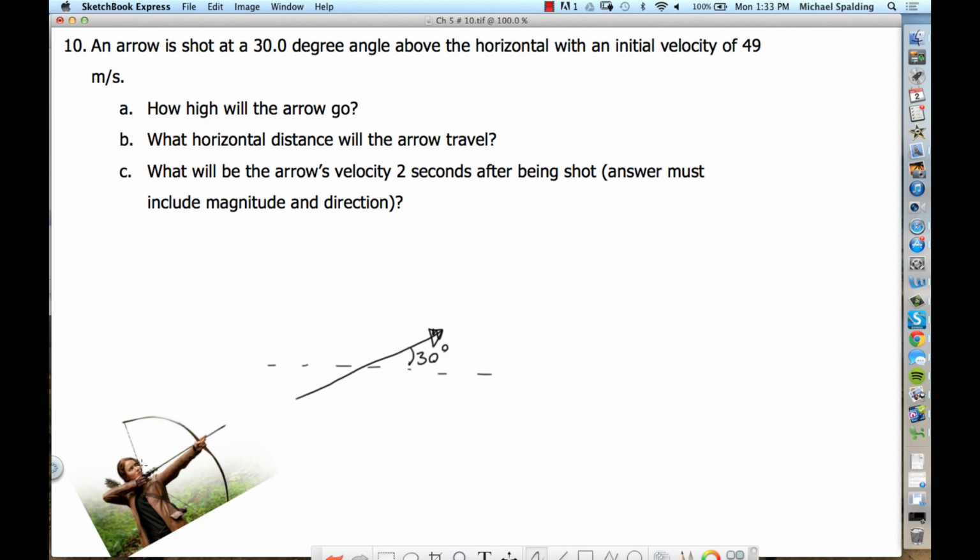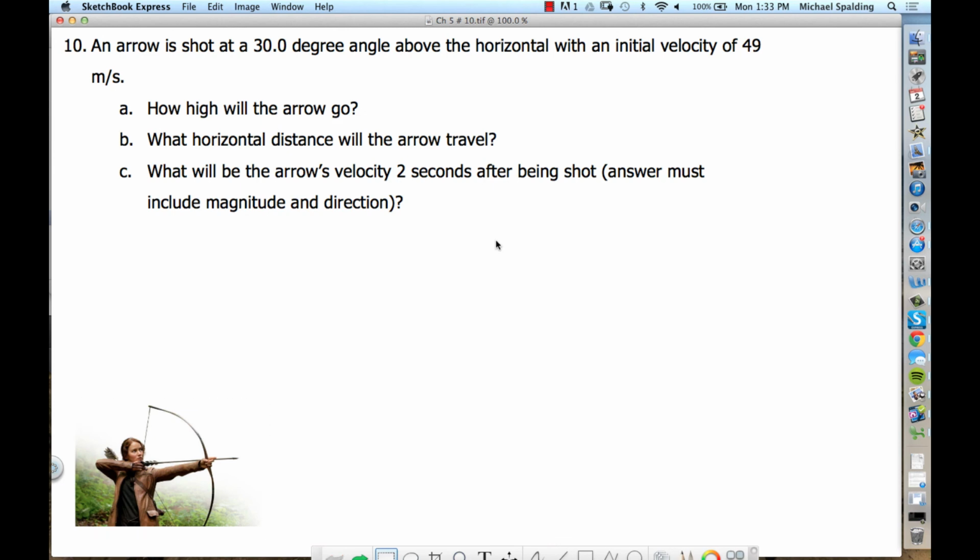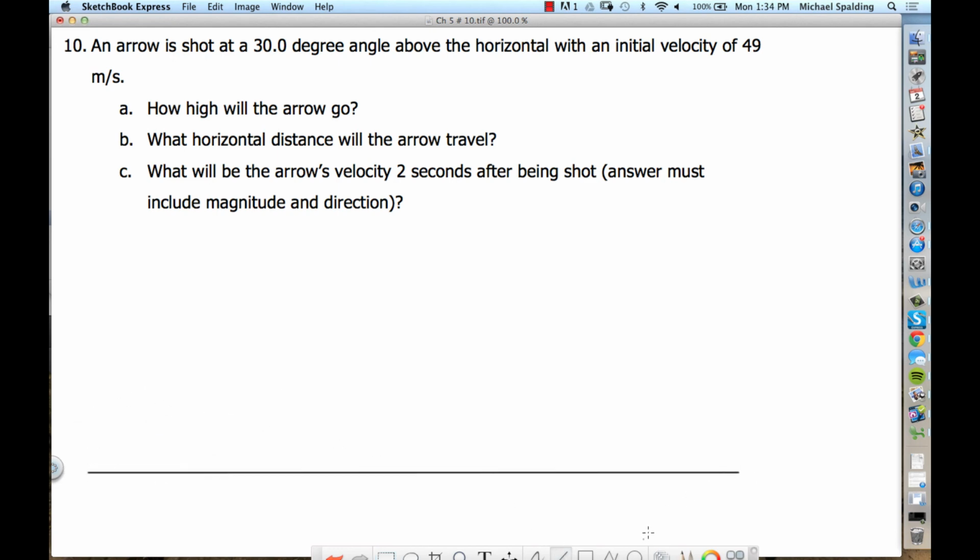So I got Katniss right here shooting her arrow, but you know what? I'm going to change this, sorry Katniss. I'm just going to make this a ball. Let's get rid of Katniss. It's kind of hard to draw an arrow. Okay, she's gone. Okay, so we're going to set this up like this.